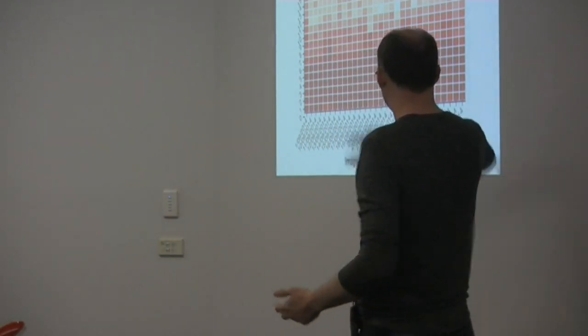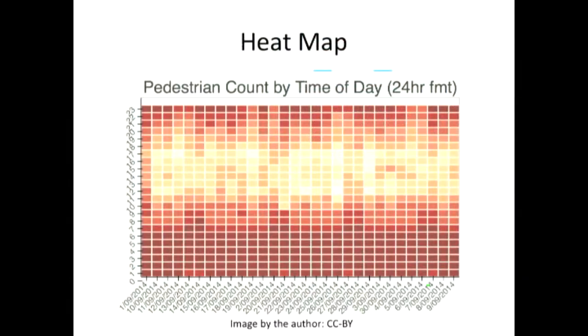So this chart doesn't really tell you how many pedestrians there were, but it tells you quite a lot about whether one day is a lot like another day and whether one week is much like another week or not. So that's one of my fun go-to plots that I don't see quite enough of.